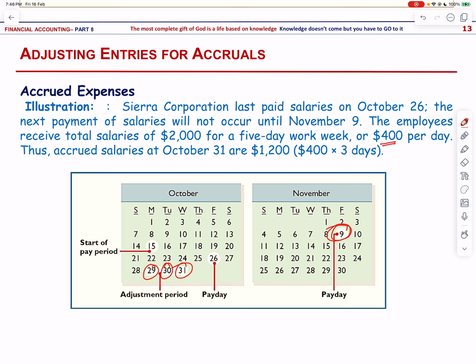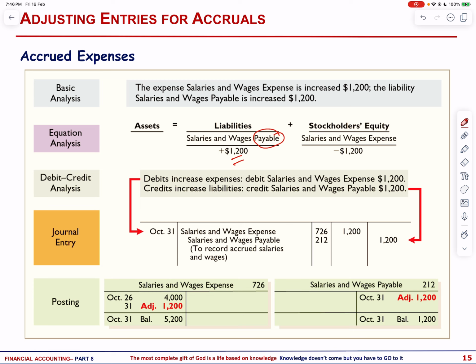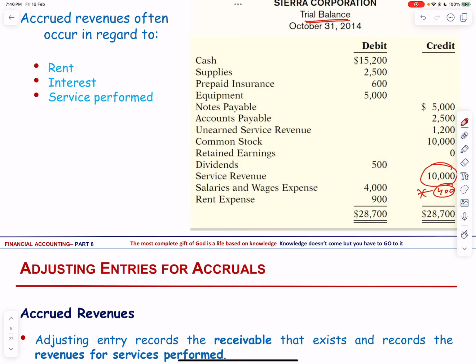So we have not paid the salary, so our liabilities are increasing and our stockholders' equity is decreasing because of salaries and wages expense. Our salaries and wages expense is going to increase and that is debit. There is an increase in liability as well and that is credit. Now you can see that in the trial balance, the salaries and wages expense is 4,000.